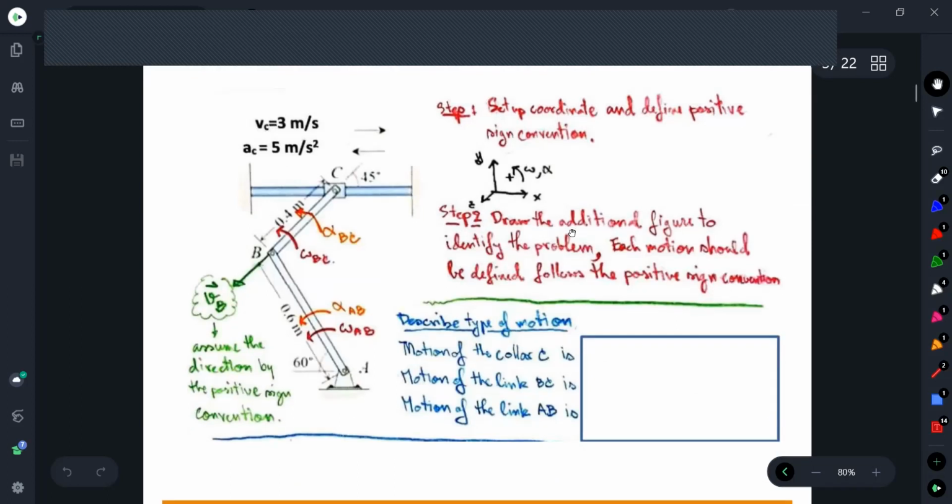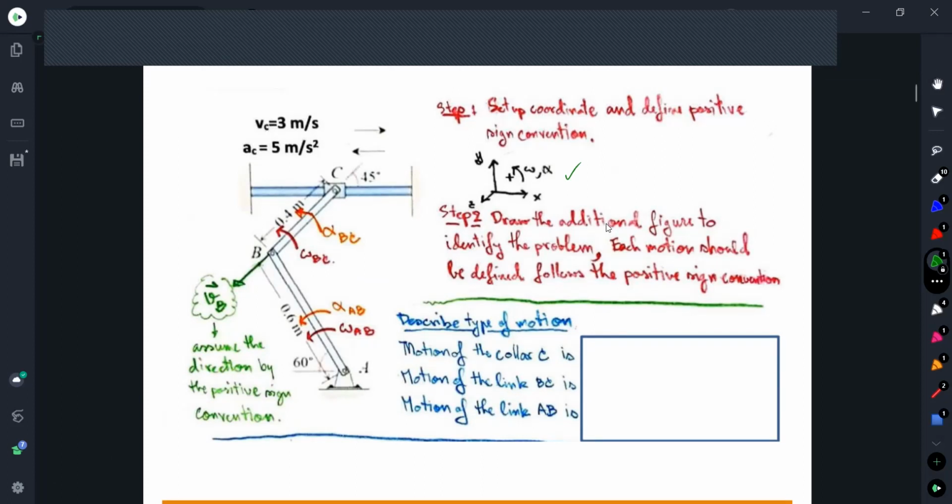I will give you a little hint: we start by setting up the coordinate system and defining the positive sign convention here. The positive sign convention we have to set up according to the right hand rule. So for this case, we set up the positive sign convention over here. Then we have to draw the additional figure to identify the problem. Each motion should be defined to follow the positive sign convention.